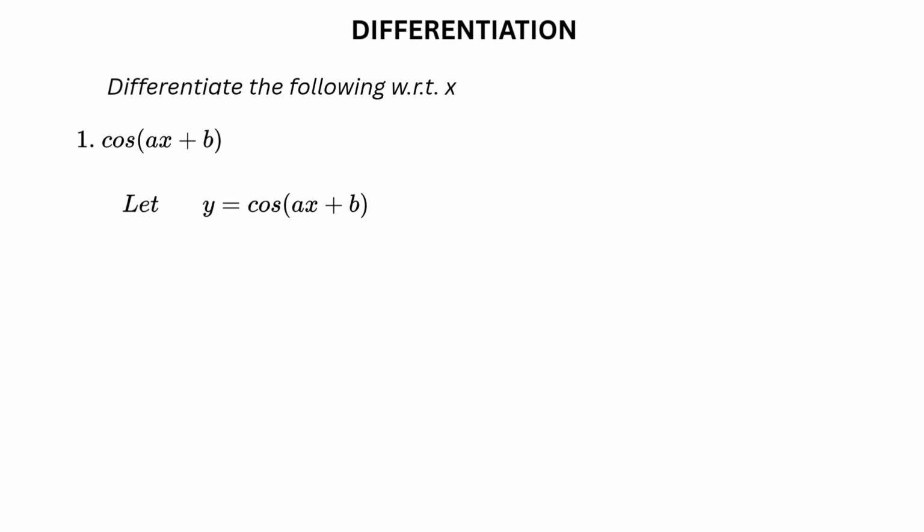Then dy by dx equals the first derivative of cosine, that is minus sin(ax + b), into the derivative of ax + b. The derivative of ax is a and the derivative of b is 0. Therefore, the answer is minus a sin(ax + b).